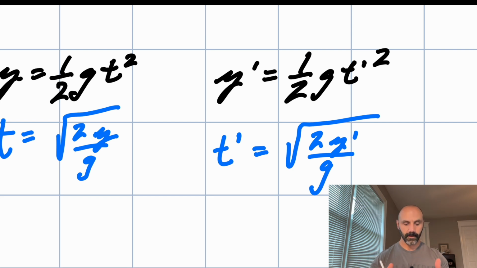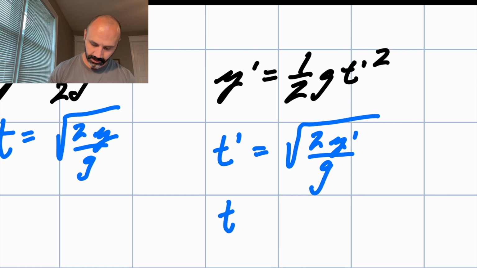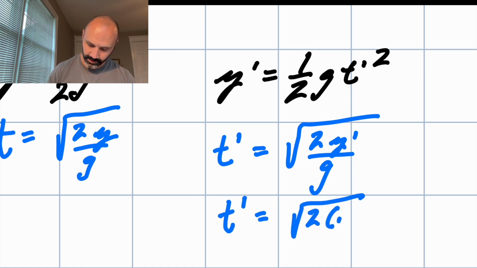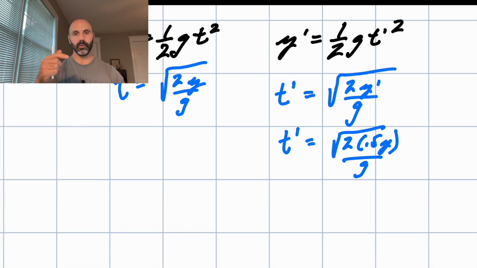So if I know how y prime is related to y, y prime is half of y. So I'm going to put y in here. So t prime is the square root of 2 times 0.5y over g. So what am I doing there? 0.5y, that's what y prime is equal to. y prime is half of y.